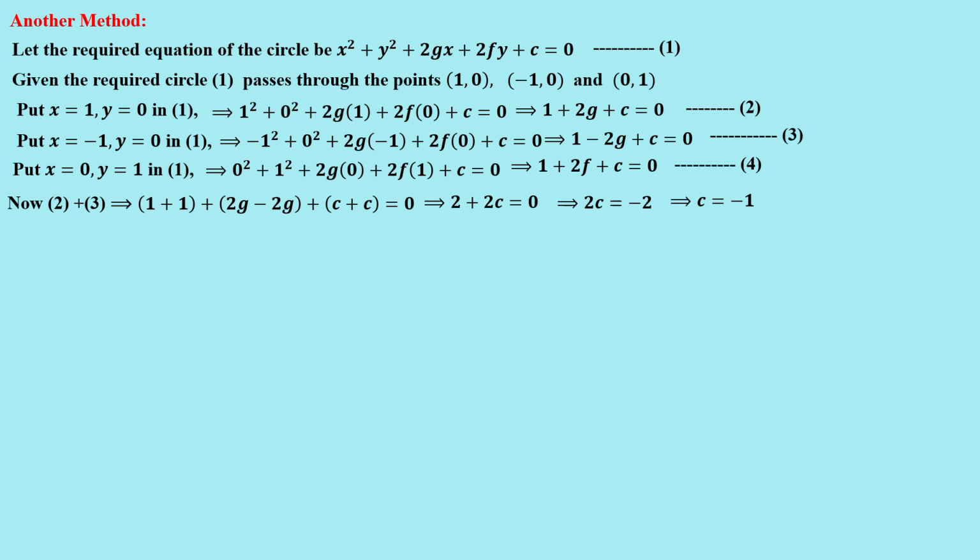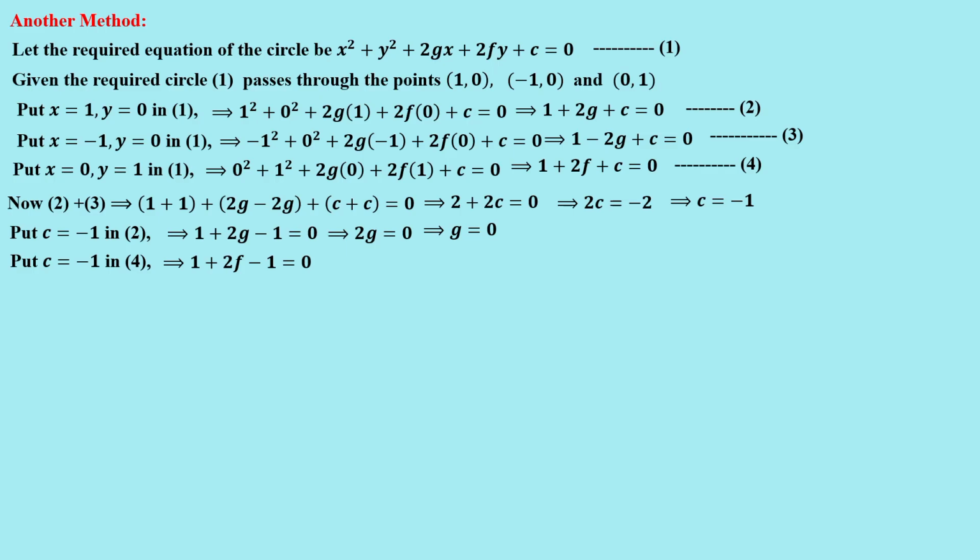Right? Put c equal to minus 1 in the second equation. So 1 plus 2g minus 1 equal to 0. So 2g is equal to 0, g is equal to 0. Put c equal to minus 1 in the fourth equation. So 1 plus 2f minus 1 equal to 0. 2f equal to 0. Therefore f is equal to 0. So g is 0, f is 0, c equal to minus 1.